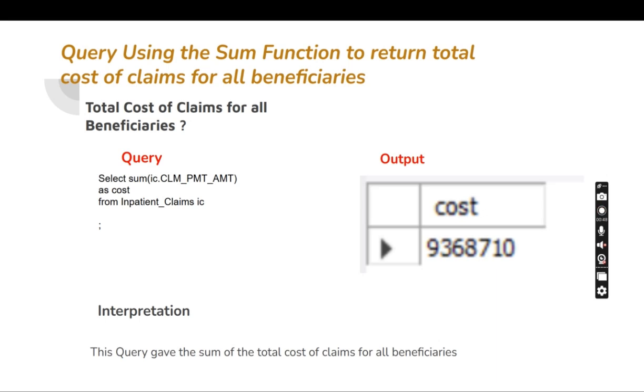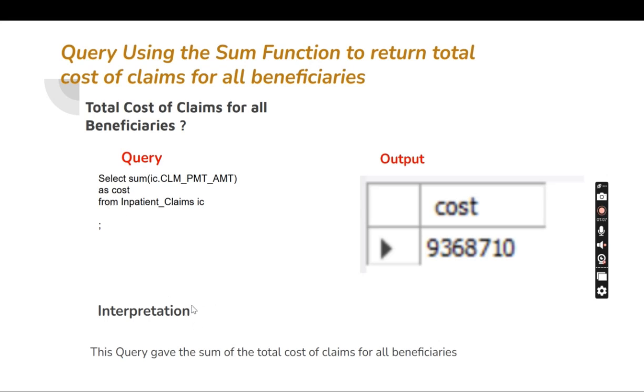So yeah, this is my first query. For this query, I tried to use the sum function to return the total cost of claims for all beneficiaries. So this is my question right here: What is the total cost of claims for all beneficiaries? Here's the query, the output, and for interpretation, this query gave the sum of the total cost of claims for all beneficiaries.